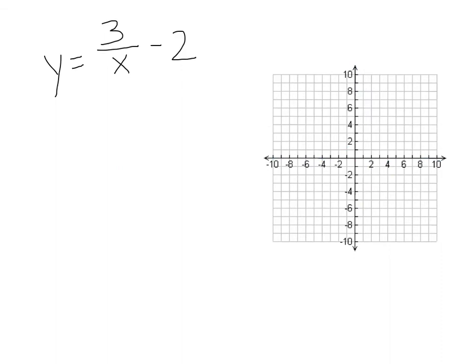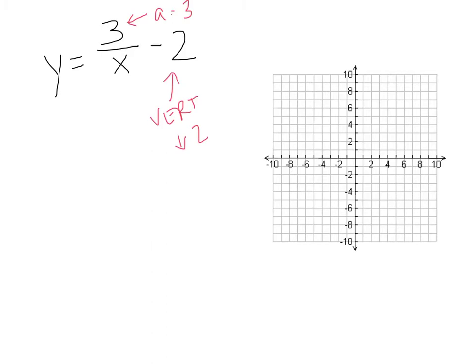Alright, in this case we actually do have a different a value. We have a is equal to 3. This means every time we do anything with the y value, it's going to be tripled, not our usual over 1, up 1. This also tells me that I have a vertical shift down 2.